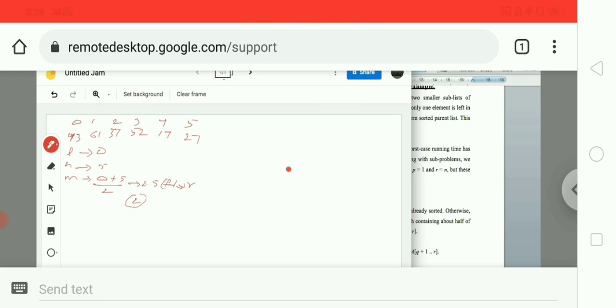So here it is the mid value. Now we have to split, that means here we have one array, and in this particular array I stored 6 elements. Now I am dividing these values with the help of the mid value, that means 43, 61, 37 is one array, and these 3 elements come under another array, and the index values are the same.